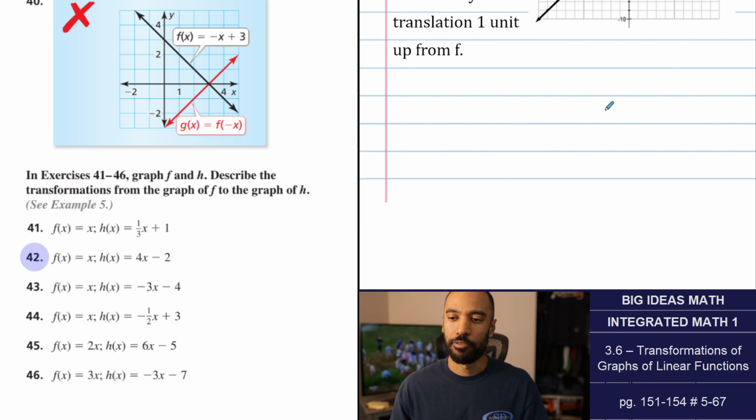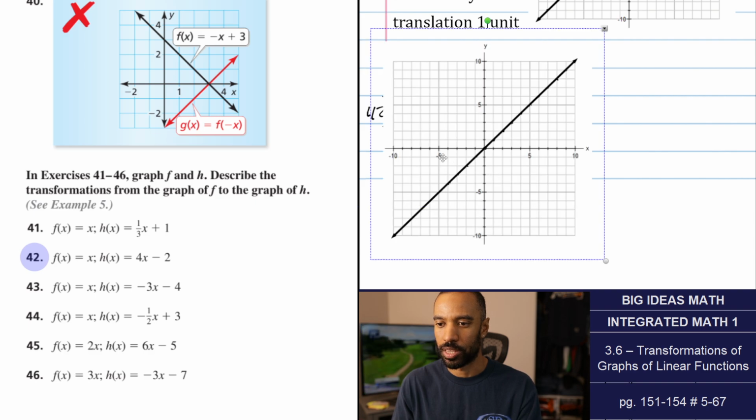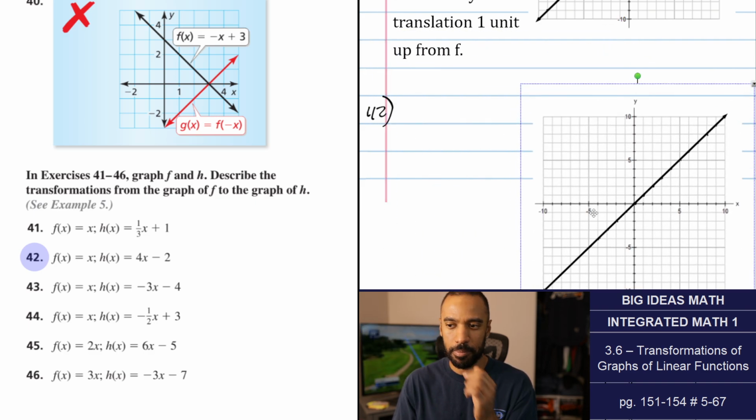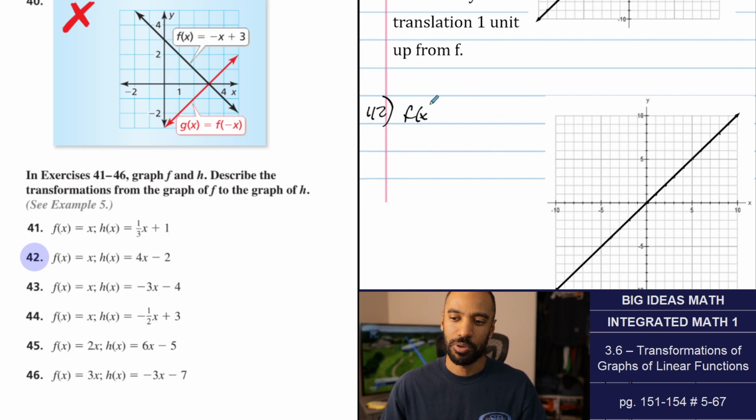Number 42. On number 42, we'll take the original f of x function that we had before. I'm copying and pasting it. My thing is not registering this copy and paste very fast. I hit the copy button, I pause like 2 seconds before I hit paste, and it still recalls the old history. f of x equals x, and h of x this time equals 4x minus 2.